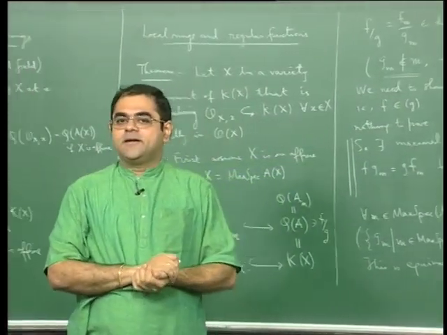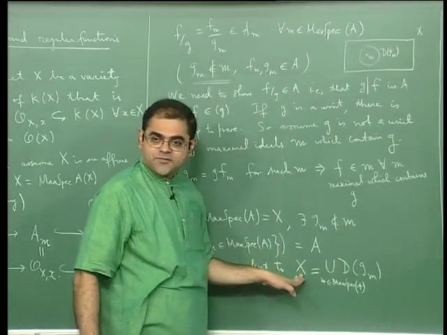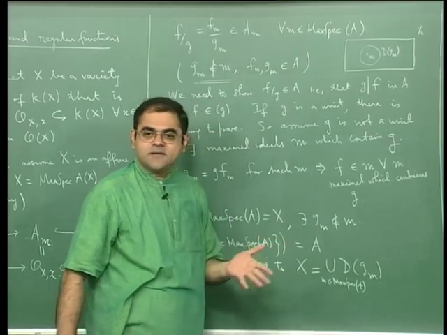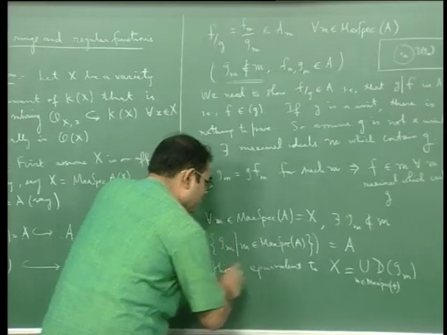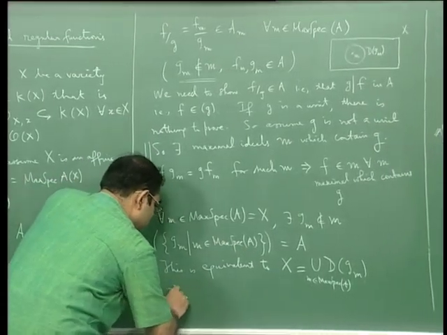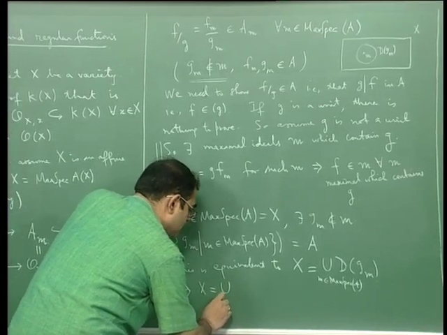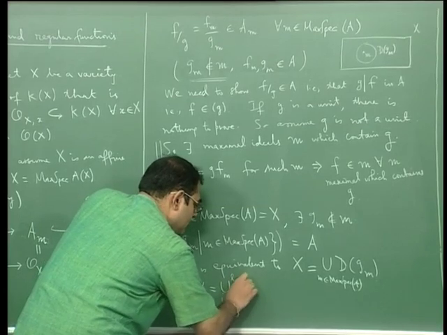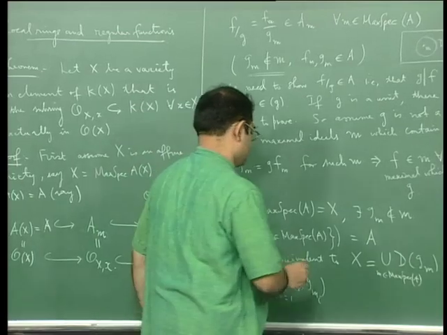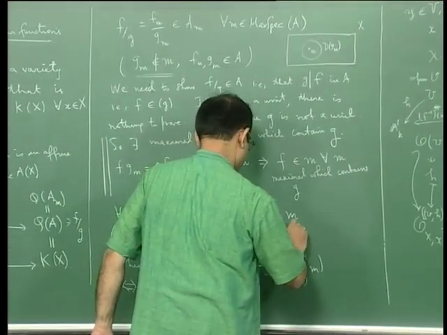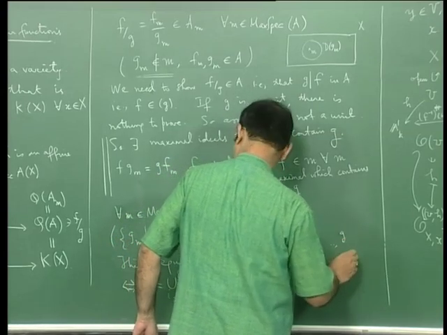But then Zariski topology is quasi-compact. Therefore, only finitely many g_M have to cover X. The fact that finitely many g_M cover X is the same as saying that those finitely many g_M will generate the unit ideal, which holds if and only if X is equal to the union of D(g_Mi), for i equal to 1 to L.